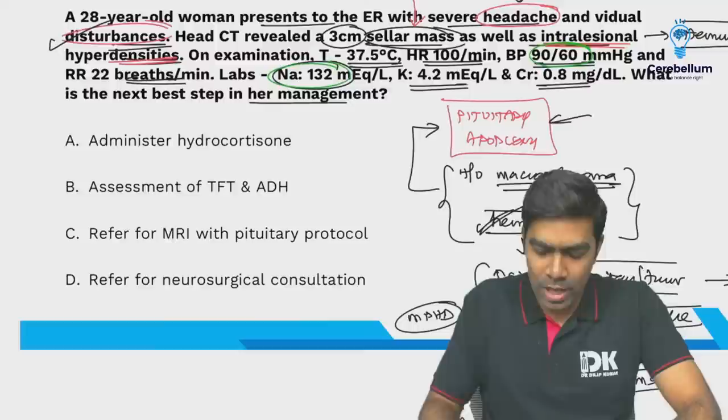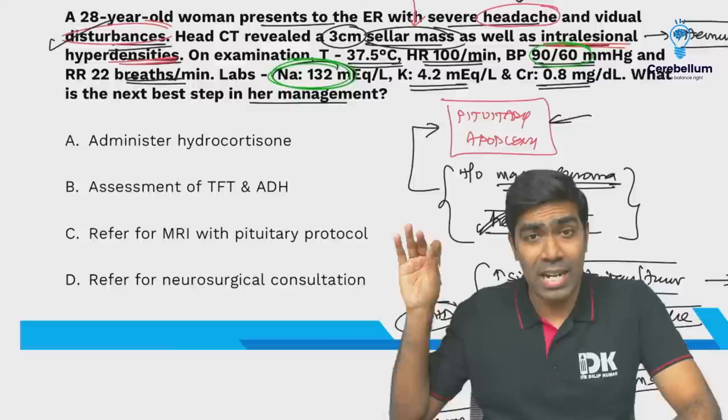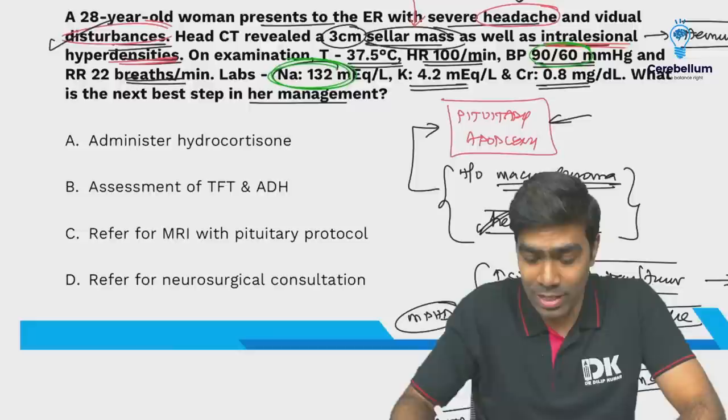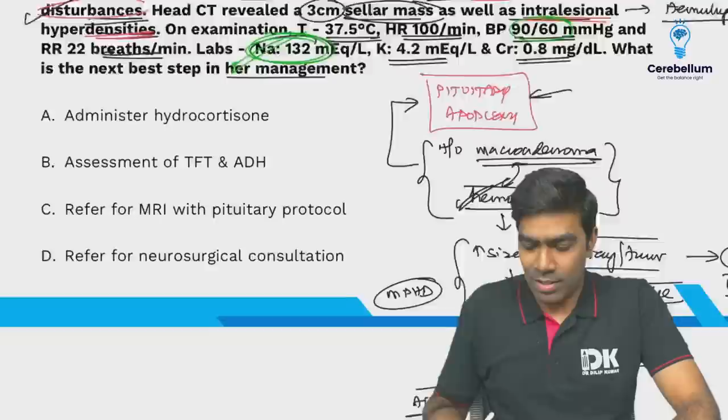Remember, only in primary adrenal insufficiency, if the damage is in the adrenal gland, you will have hyperkalemia. Otherwise, you will not have hyperkalemia because this is a pituitary problem. In pituitary problem, the aldosterone levels will be normal, so that will not cause hyperkalemia. You will result only in hyponatremia. This is a very, very important point. Okay? That's what is happening.